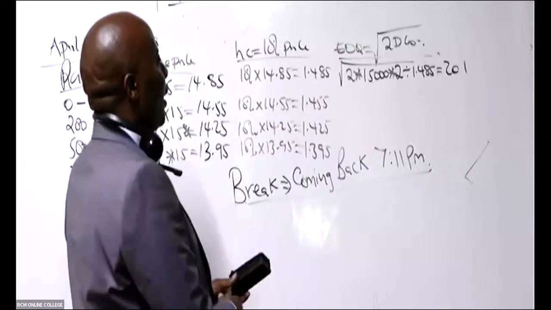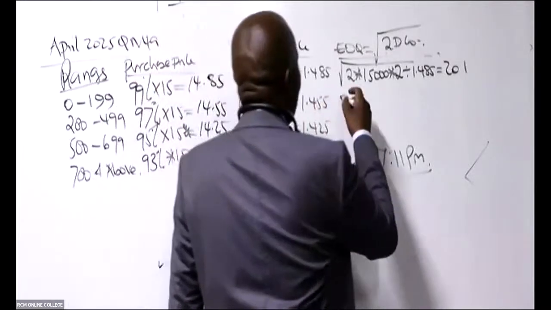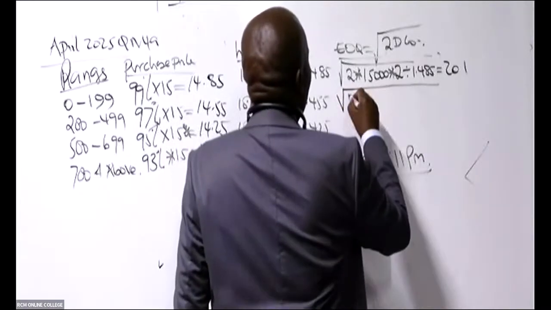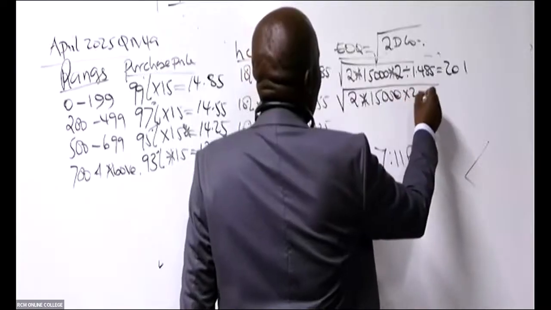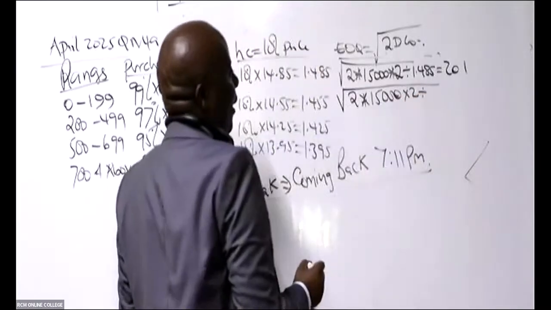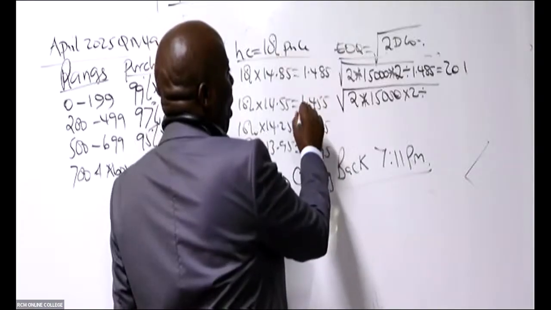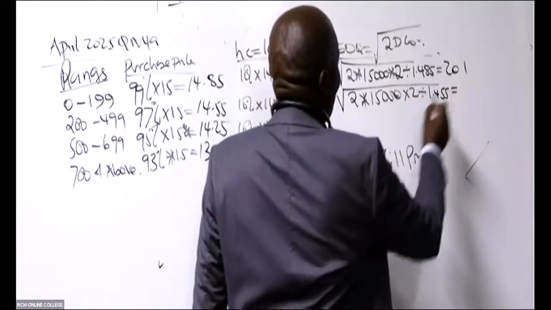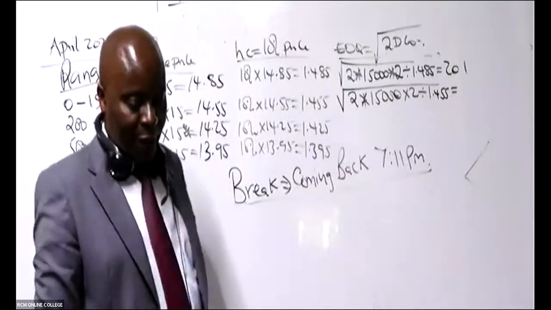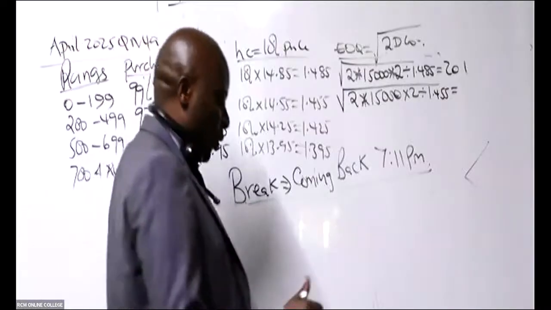All right. Then we come to the second one. So the second one, we have here square root of 2 times annual demand. Cost per order is like that. And then, of course, we have the cost of holding as 1.455. So square root, what number are we able to get? 203.